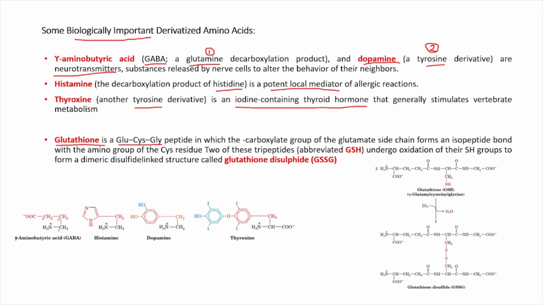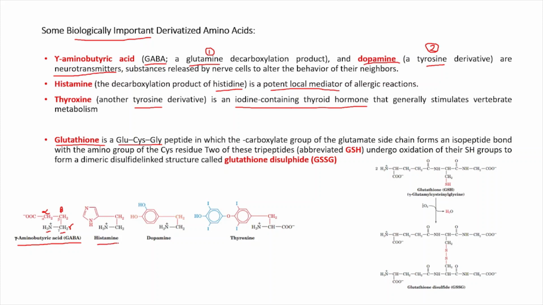Now this glutathione, this tripeptide, is also important as a derivative of amino acids. Here you can see the structure of gamma amino butyric acid. You can see the gamma carbon. The carboxyl group is joined to the carbon that we call the alpha carbon. Next to the alpha carbon we have the beta carbon, and next to the beta carbon we have the gamma carbon. This gamma carbon carries the NH3 plus group.